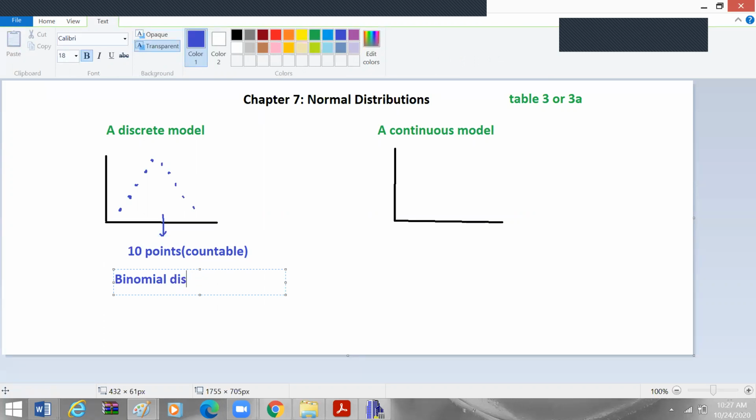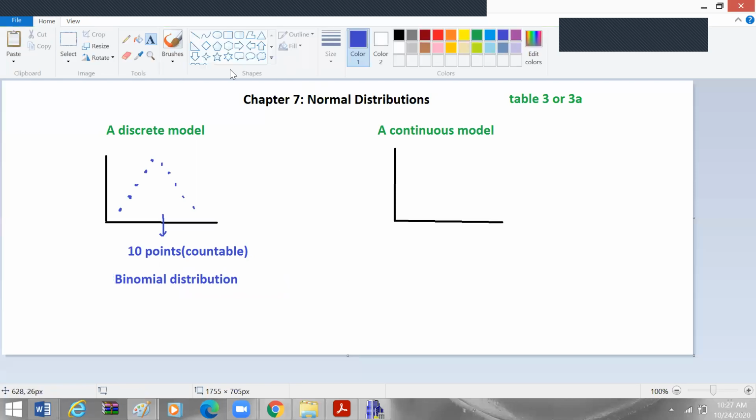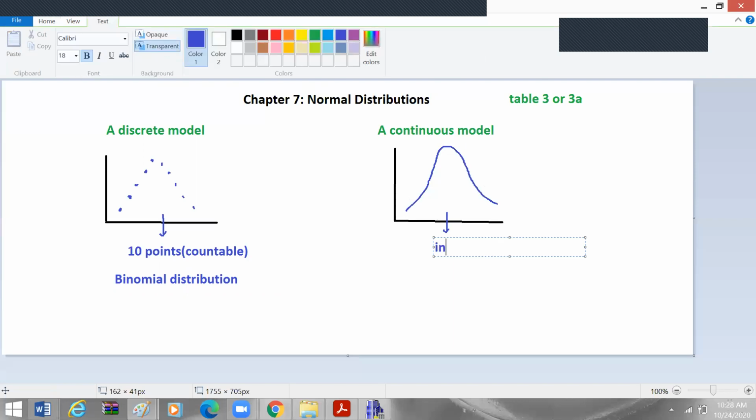For the continuous model, it will go like that, for instance. How many points are on this graph? There are so many points that we can't even count them. This one has infinitely many points. If you ask me how many points are on a straight line, I would say infinitely many points. We can't count a point.